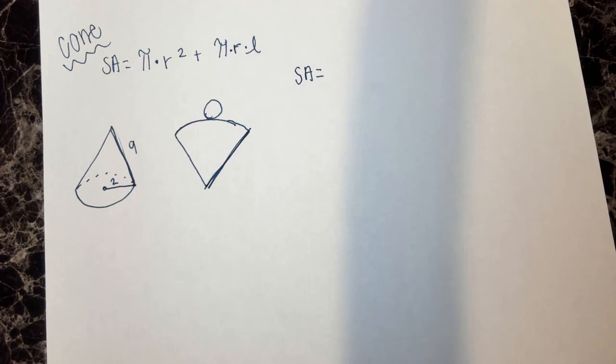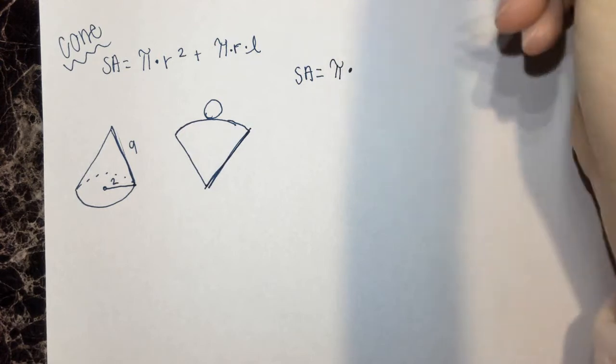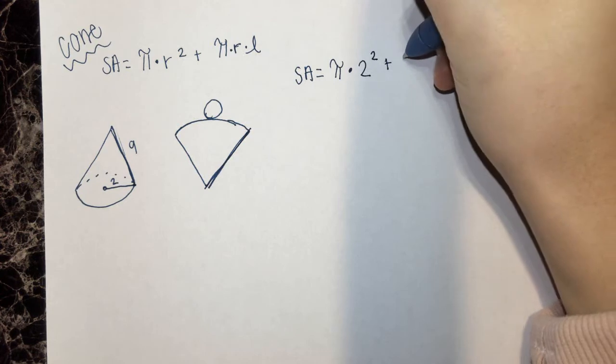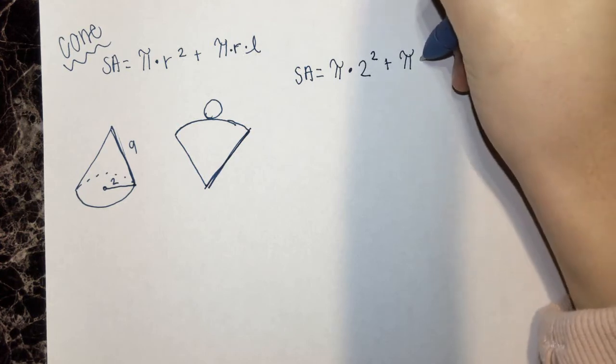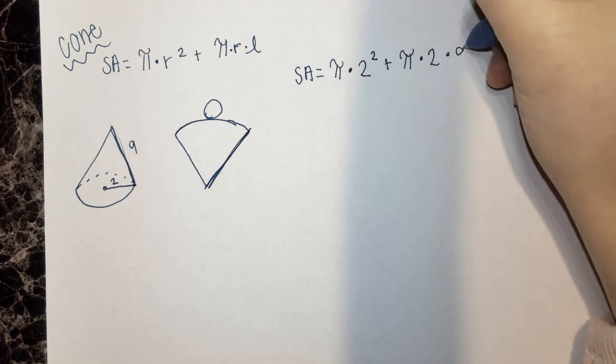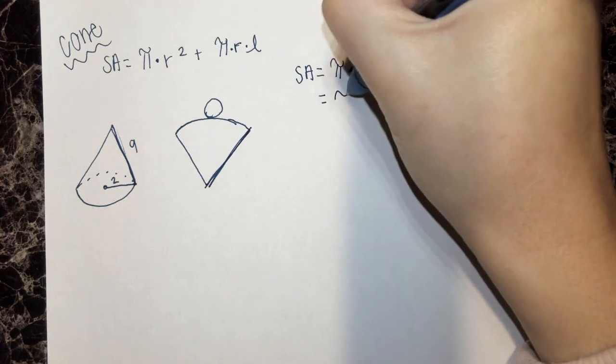Okay, you should have paused it and plugged it in. When you plug it in, we know that pi stays the same. Your radius would be 2 squared plus pi, which stays the same, times your radius, which is still 2. And now your slant length is 9. When you go ahead and simplify this, you would get pi.